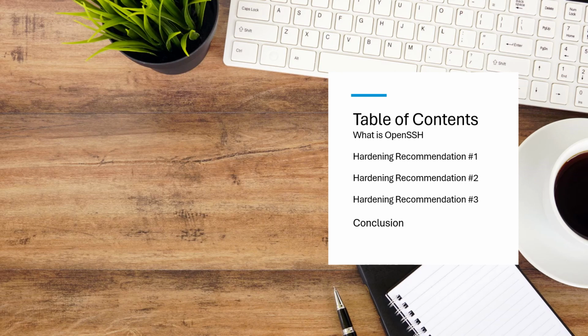So here's the table of contents of everything I'm going to talk about. The first one will be what is OpenSSH, which is the program that we're going to be using and configuring in our Linux server for this class. Then I will tell you about my first hardening recommendation, then my second, then my third, and then finally, my conclusion. So let's get right into it.